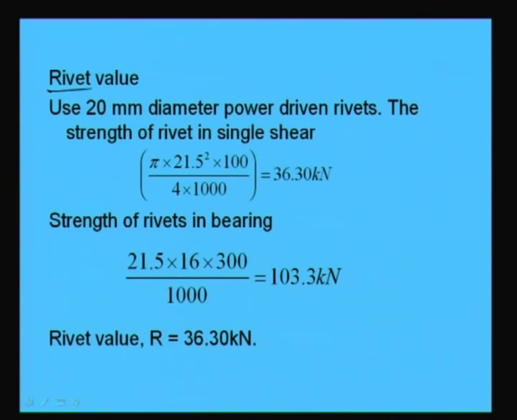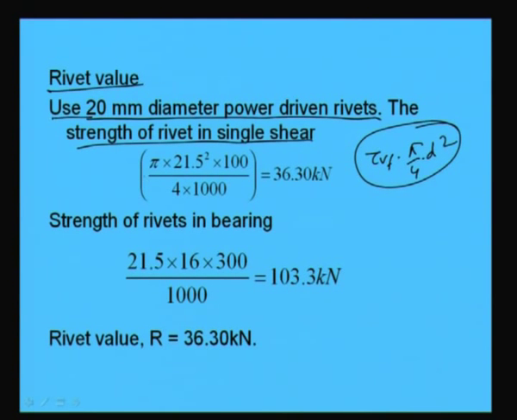Now, the rivet value. If we use a 20 mm diameter power driven soft rivet, the strength of the rivet in single shear can be found out, that will be pi by 4 into d square into tau Vf for single shear. So, pi by 4 into d square, that will be 21.5 square into tau Vf is 100, and to make it kilonewton we are dividing by 1000. So, we are getting 36.3 kilonewton, right.